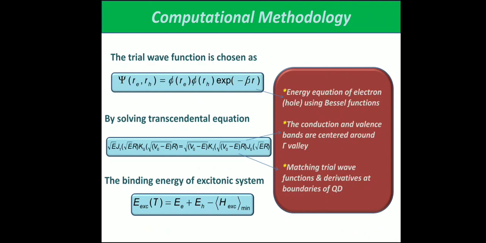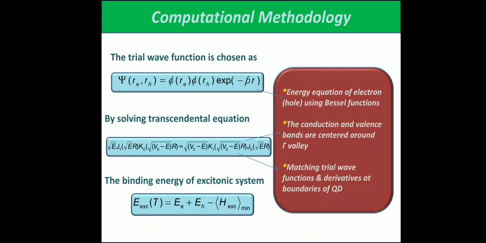So this is a trial wave function we have chosen. From this wave function, we can calculate the energy eigenvalue of the electron and hole using Bessel's function, and by solving this transcendental equation, we can find the lowest binding energy of the electron and holes. Taking into consideration the conduction and valence band around the gamma valley, matching trial wave functions and derivatives at the boundaries of the quantum dots has to be taken into consideration. And using all these values, we can get the binding energy of the exciton.